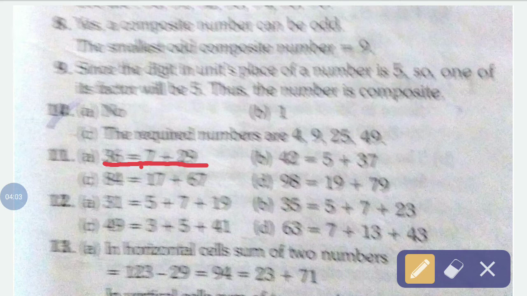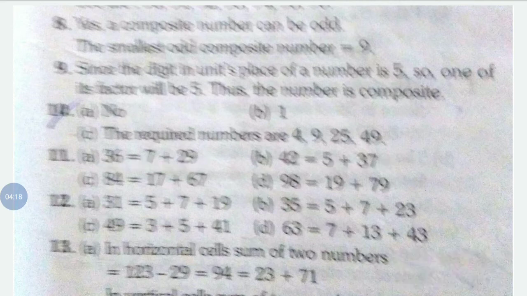This way you have to do it. For 42, the prime numbers 5 and 37. You can take any combination. I have given some examples and you can do it with different numbers also. You just have to see whether those numbers are prime or not.